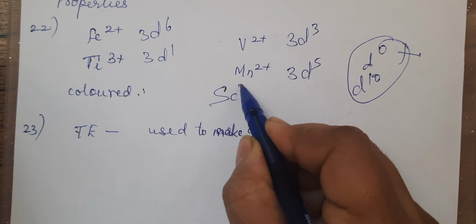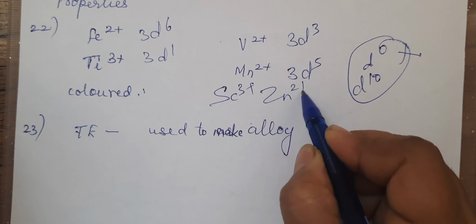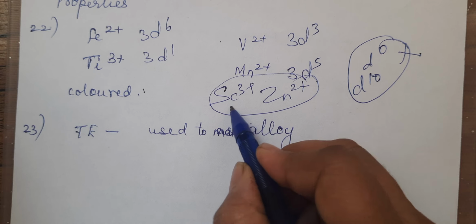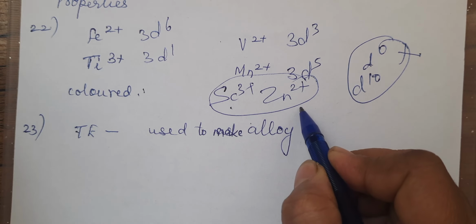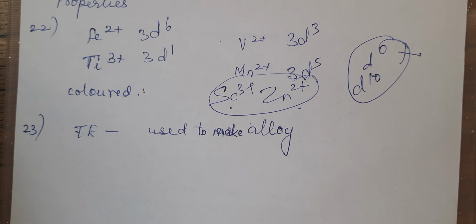Suppose you are asked about scandium 3+ and zinc 2+: they do not have any unpaired electron. This is d0, this is d10. So both are colorless. Zinc salts are all colorless. They are white colored salts.